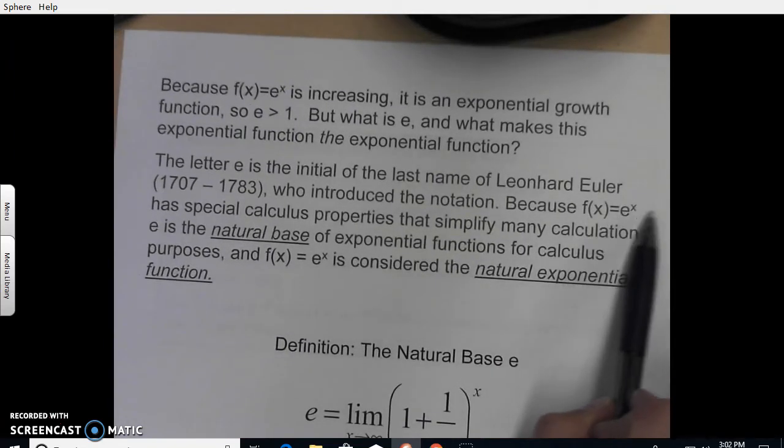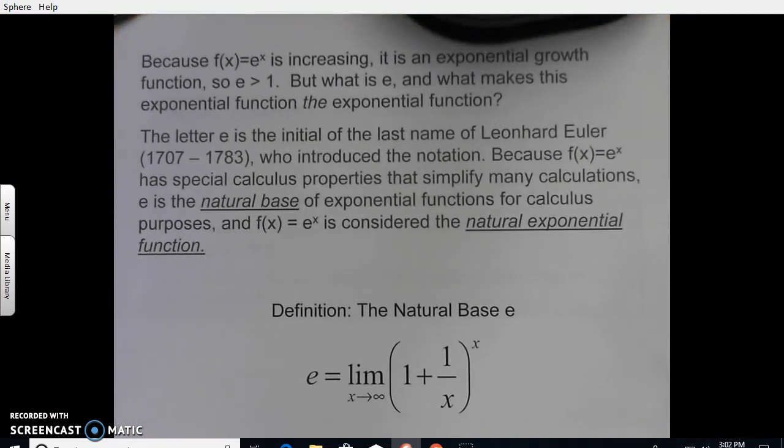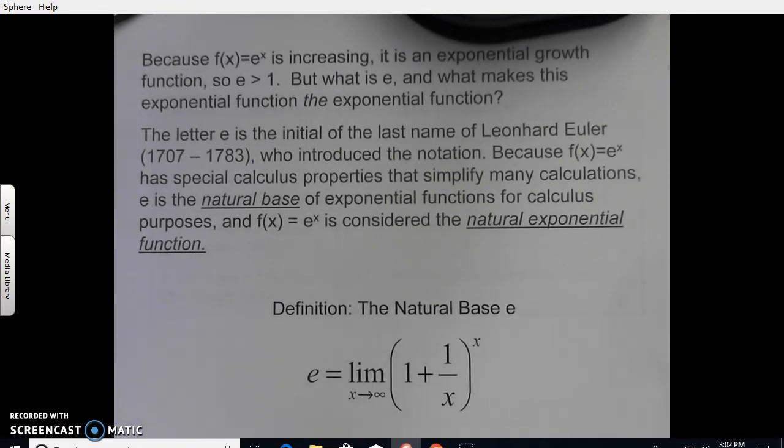So e to the x power has special calculus properties that simplify many calculations, so e is called the natural base of exponential functions for calculus purposes, and f of x is equal to e to the x is considered the natural exponential function. So the definition of e is the limit as x approaches infinity of 1 plus 1 over x to the x power.